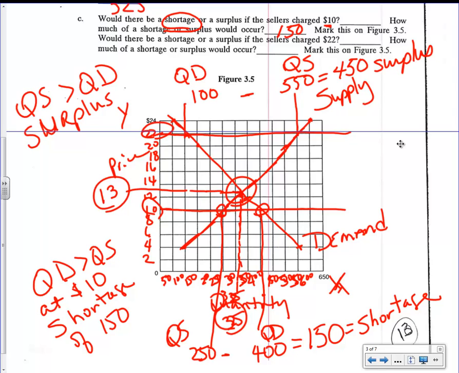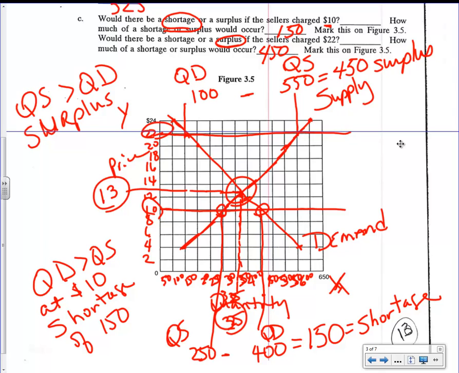So at $22, it's above equilibrium. It has to be a surplus. Anytime the price is above equilibrium, it is a surplus. So we're going to have a surplus of 450 goods.